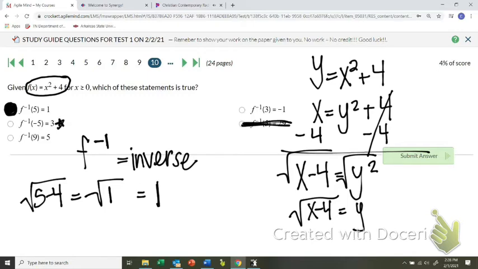Now, the one that says -5 will not work because it says x is what? x is greater than or equal to 0. And is that -5 greater than or equal to 0? No.